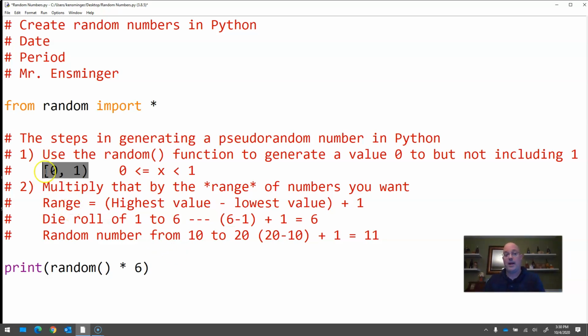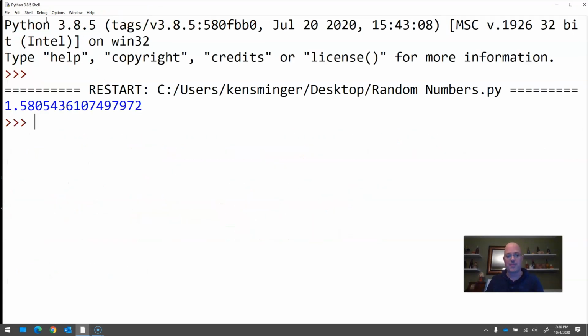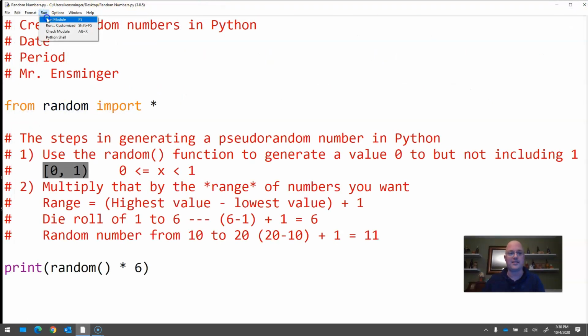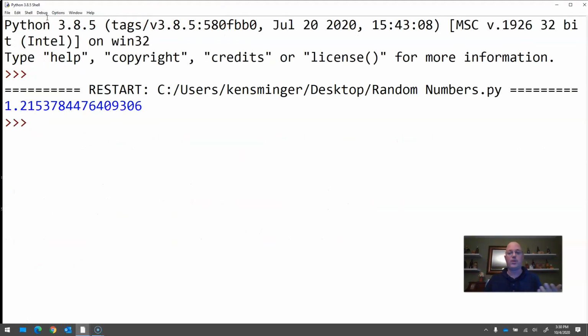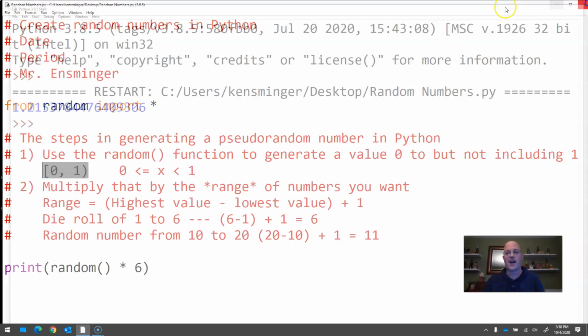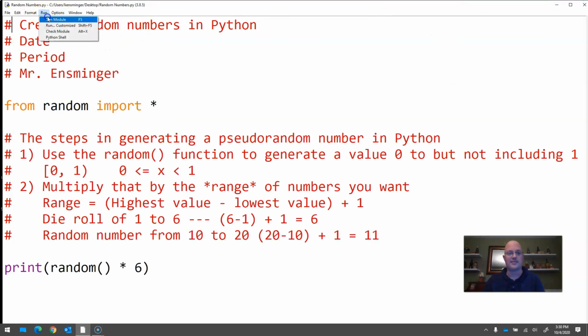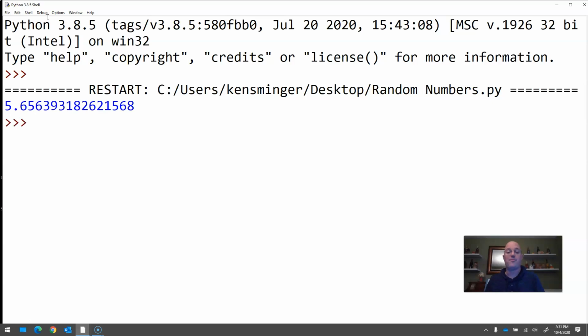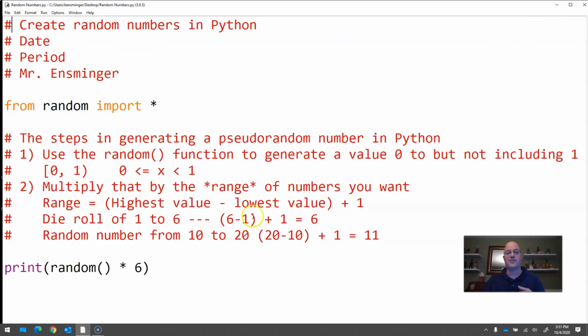So now, again, watch this. If I take that and multiply by 6, I get 1.58. I get 1.215. I get 5.6. All my decimals there are going to be between 0 and up to but not including 6 in this circumstance. So that's step 2.